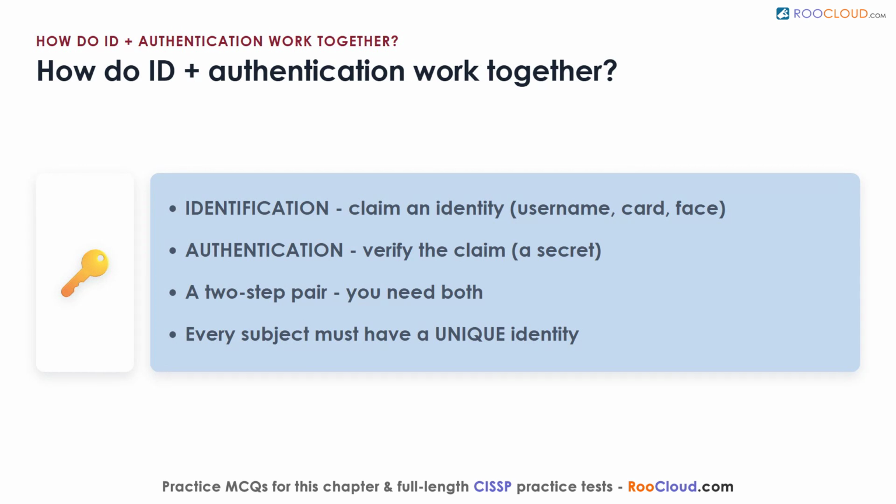Identification is when a subject claims an identity, like typing a username, swiping a smart card, or presenting a face to a scanner. Authentication is when the system verifies that claim against stored records, usually by checking a secret. A core rule is that every subject must have a unique identity. Picture arriving at a secure building. Stating your name is identification, but the guard still has to match your badge before the door opens.